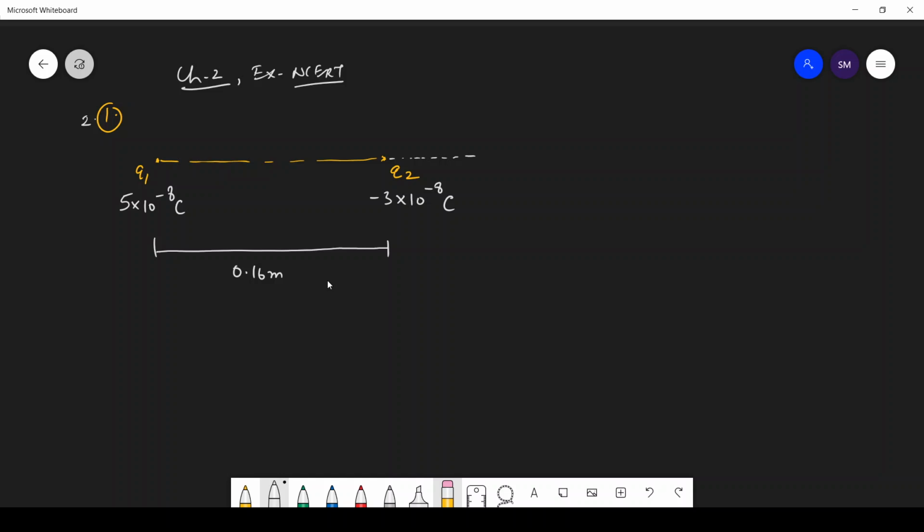So we need to tell at what point on this line joining. So the line joining is this and then this and then this. This is the line joining. So this is the line. So the line is infinite. Its length is infinite. Line segment means part of the line, but here it is a line.